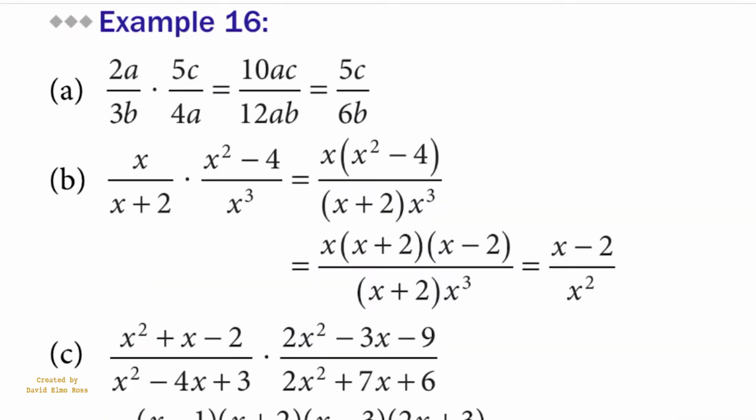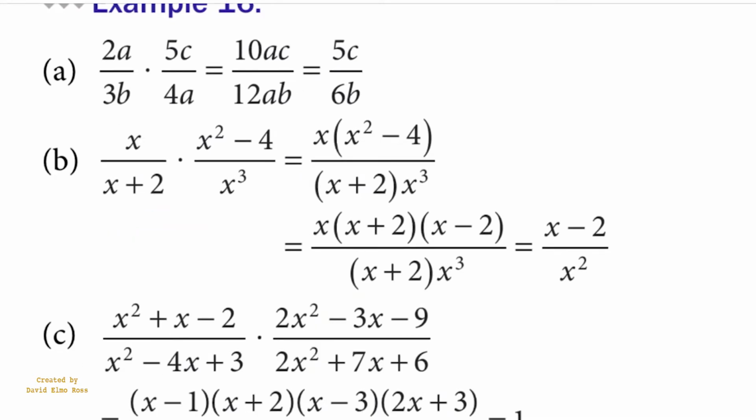Let's look at these examples of fractional multiplication. We have 2a over 3b times 5c over 4a. And what we can do right away is cancel out the a's, divide 2 into itself once, and there goes the 2. So this is going to give us 5c over 3 times 2b, which is 6b, and that's our answer here.